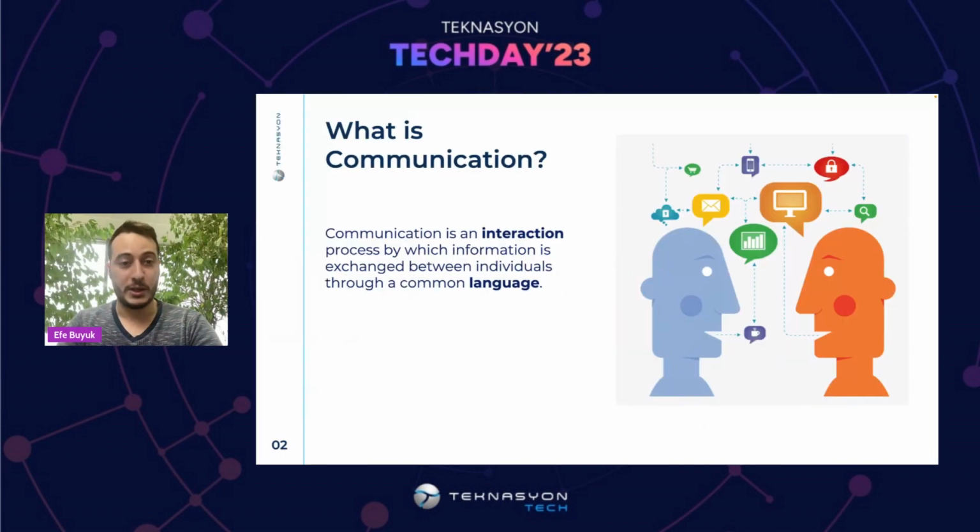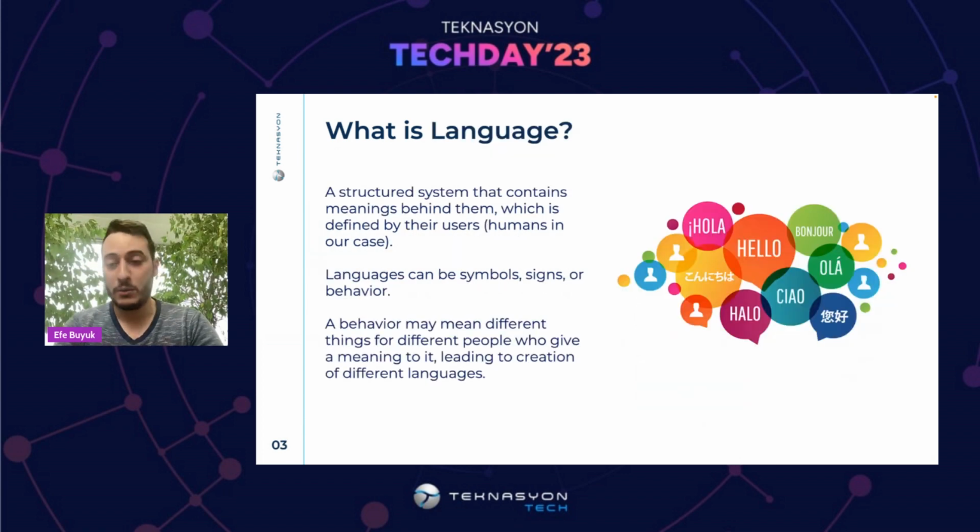So what is communication? It is an interaction process by which information is exchanged between individuals through a common language. And what is a language? Well, it's a structured system that contains meanings behind it, which are defined by its users. They can be symbols, signs, behavior, or anything you may say, actually.